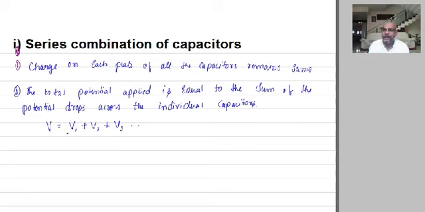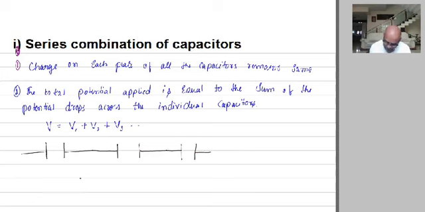So we'll go further and learn what happens if the capacitors are connected in series. Consider the capacitors. See that these are the capacitors. I'll just consider 3 capacitors now. These are the 3 capacitors. This is one capacitor. This is another capacitor. This is one more capacitor.